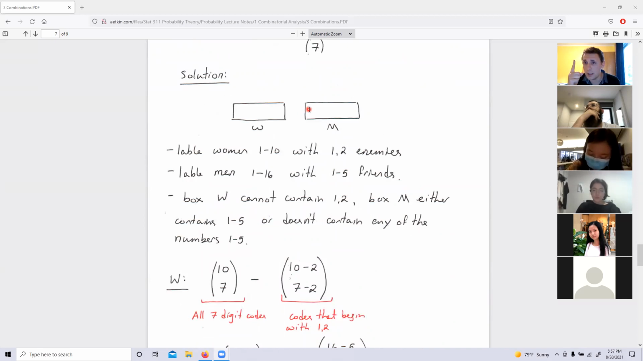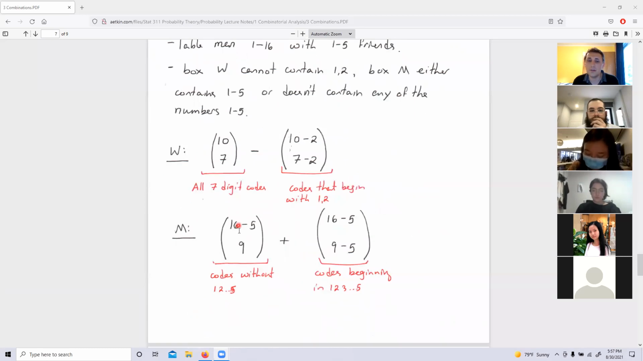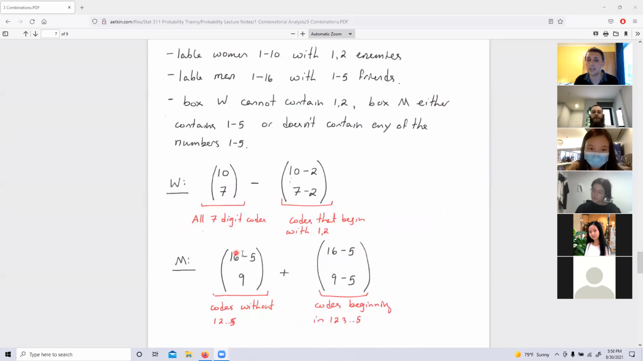If I have the number 1, then I have 2, 3, 4, 5. If I don't have the number 1, then I don't have any number all the way to 5. Right? So friends are in, or friends are out. So 16 minus 5, choose 9. In other words, I have to choose 9 men, but 1 through 5 are not available. So I see 9 numbers here, but not 1 through 5. So there are 16 minus 5, choose 9 possibilities of doing that.